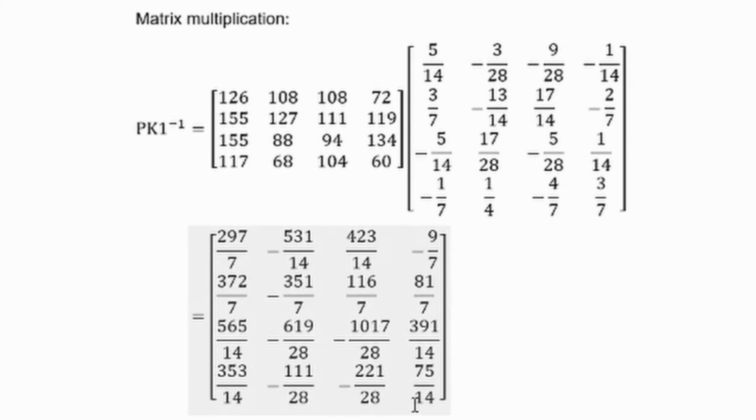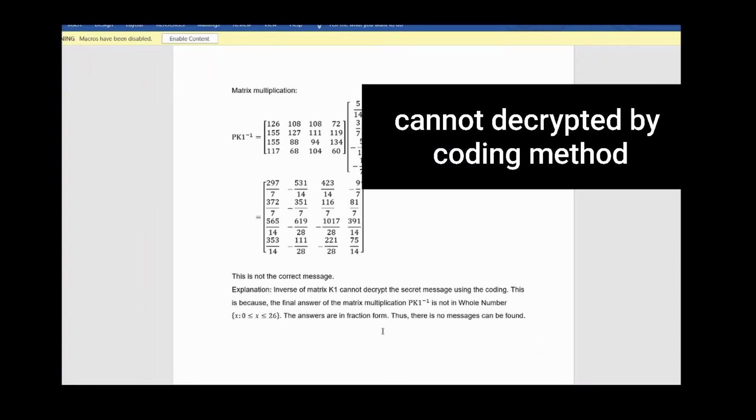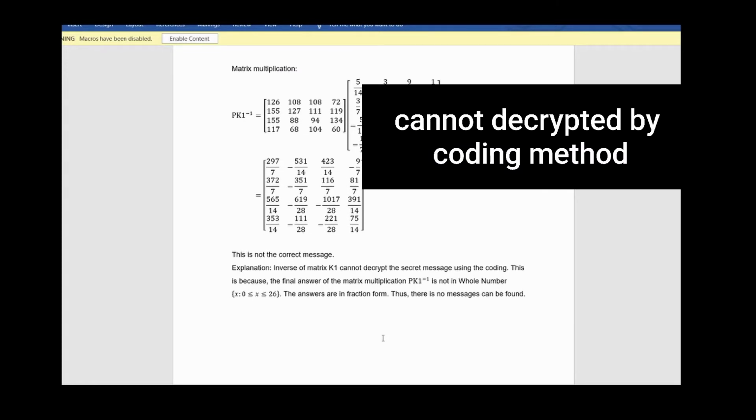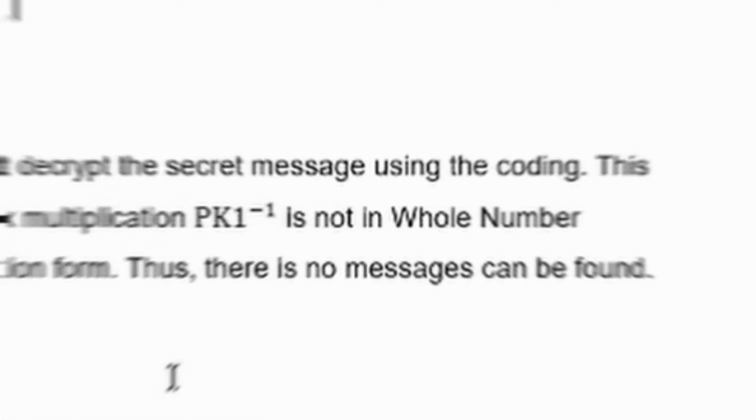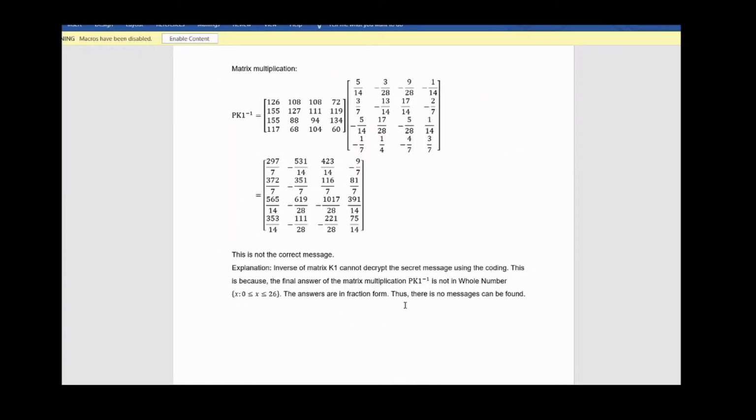This is not the correct message, because the inverse of matrix K1 cannot describe the secret message using the coding. This is because the final answer of the matrix multiplication P times the inverse of K is not in whole numbers. The answers are in fraction form, thus no message can be obtained.